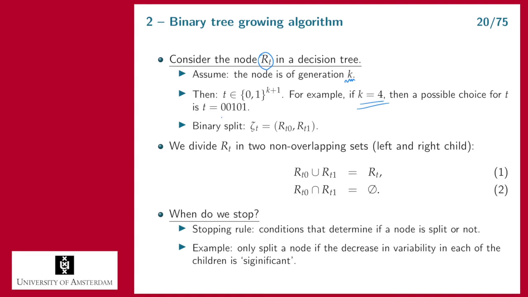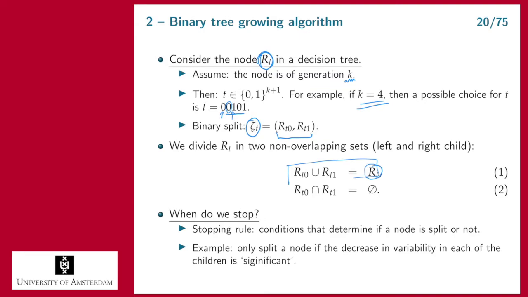So we always start with a 0, meaning that we start from the root node R0, and then we have 4 different splits. The first 0 here indicates you have the left child, then you have a 1, meaning you go to the right child, and so on. Then zeta t is the binary split for the node RT. We divide RT into new nodes.